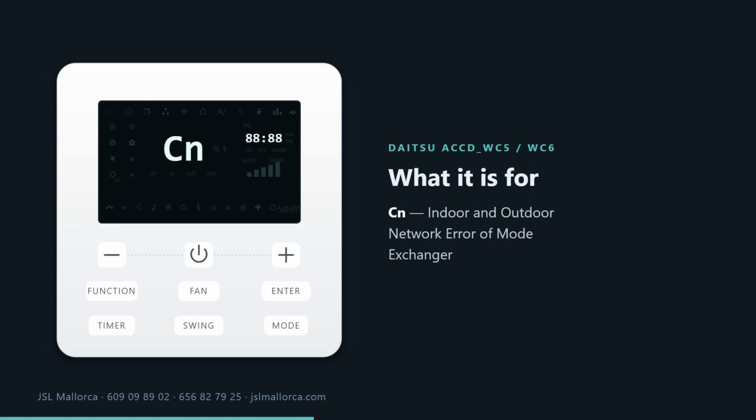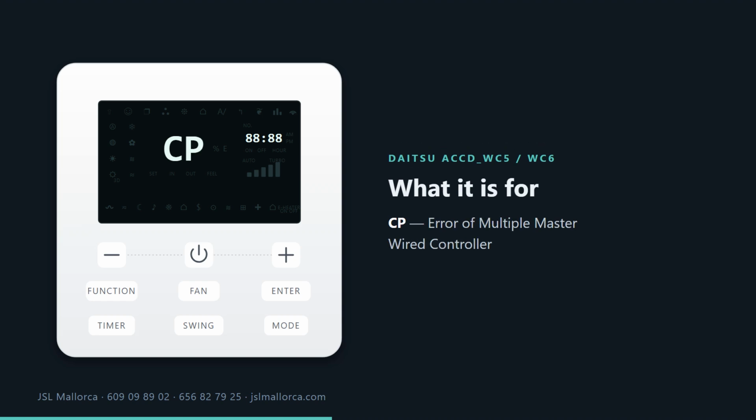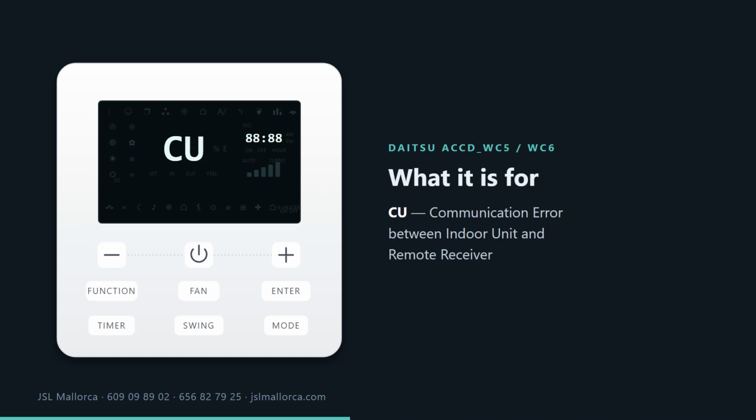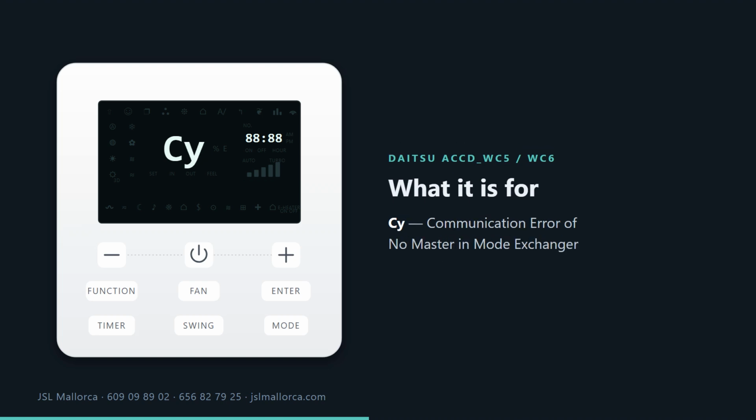Code CN. According to the manufacturer, indoor and outdoor network error of mode exchanger. Code CP. According to the manufacturer, error of multiple master wired controller. Code CU. According to the manufacturer, communication error between indoor unit and remote receiver. Code CY. According to the manufacturer, communication error of no master in mode exchanger.